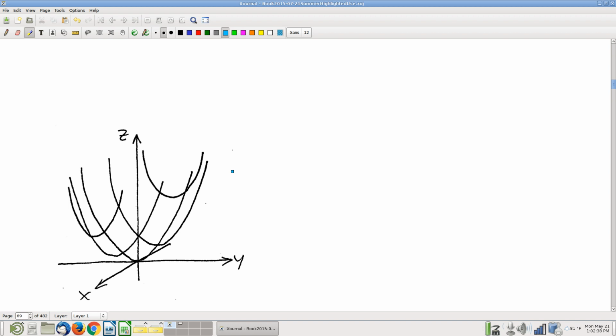Let me see if I can kind of sort of draw that a little bit here. As you come out, there's an upward shift to get you to a given parabola.